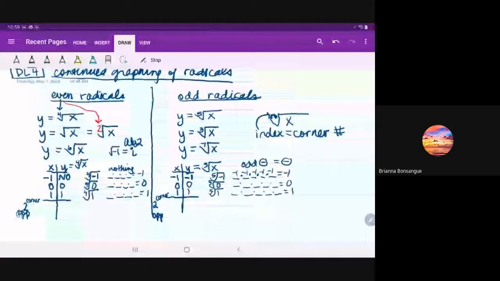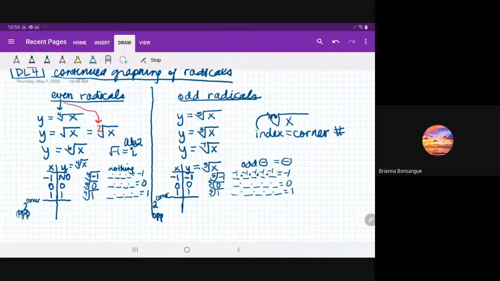So for all of them, the evens, the table looks like the left, and for the odd ones, it looks like the right, but don't memorize it. Actually substitute it in, and it'll help you practice your radicals as well.